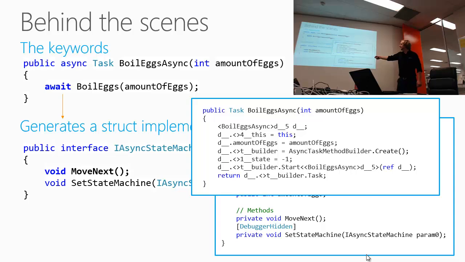And then we start this builder here. We tell it to start the state machine and send a reference to the struct that corresponds to our state machine.